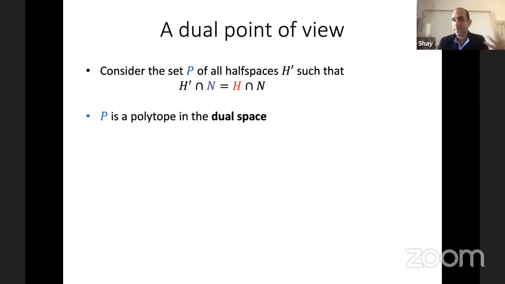Okay, so this is a family of half spaces. It's an infinite family of half spaces. All those half spaces that have the same intersection on N like the input half space H. If you think about it from a dual perspective, so you represent every half space using the normal vector, then this set P is in fact a polytope in the dual space. A convex combination of two such half spaces is also such a half space. It's a polytope.